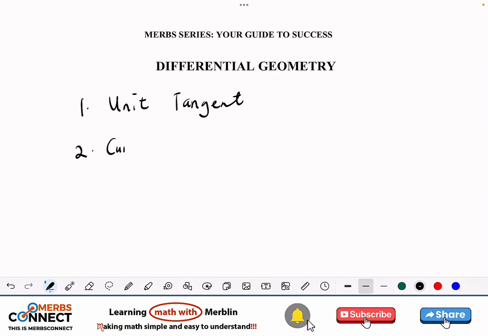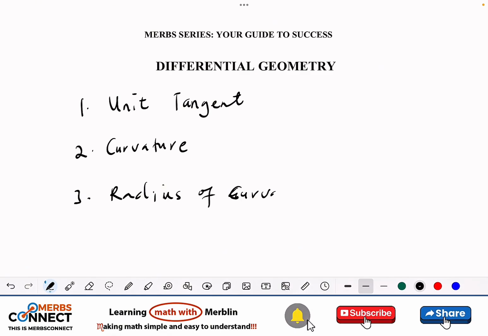So in this video, we are going to look at differential geometry, and we are going to look at four things. The first one is the unit tangent. The second one is curvature. And then we are going to look at the radius of curvature. Then we are going to look at the principal normal. So these are the four things that we are going to learn from here.